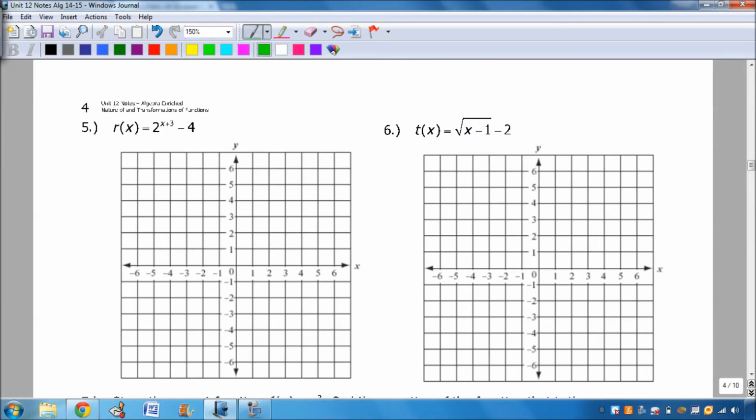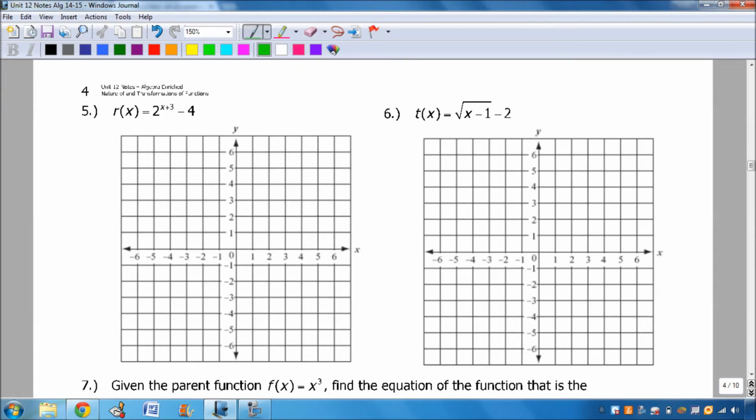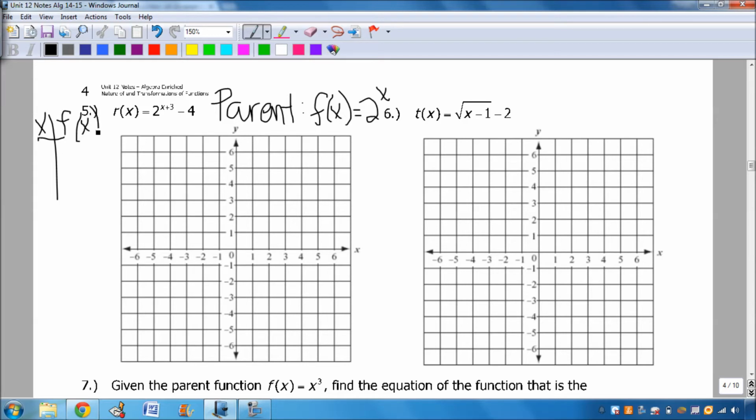In number 5, it says r of x is equal to 2 to the x plus 3 power minus 4. So now things are going to get a little bit more complicated. The first thing I need to do, again, is find out what my parent function is. And my parent function is going to be f of x equals 2 to the x power. It's going to be an exponential function. So again, I'm going to make a list of values so I know exactly where to graph out my function. So I'm going to put x here and f of x there. And I'm going to start it at -2. That's a -2, -1, and I'm going to go all the way down to +2.